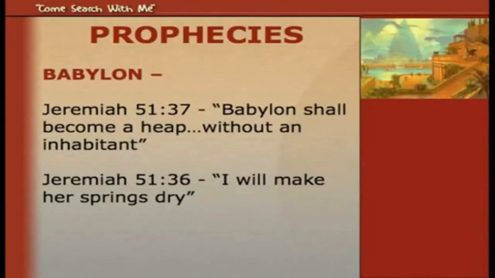You just could not do anything about Babylon, and yet this is what this prophet said: Babylon shall become a heap without an inhabitant, and I will make her springs dry. Do you know how Babylon fell? Babylon was supplied by the river Euphrates, which went under it on one side and came out the other side of the city. That was its water supply. When Cyrus the Mede came, he wanted to be world emperor. And this is one citadel that was standing in his way. If he got it, he would be world emperor.